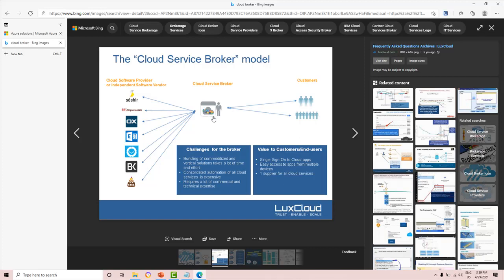The broker invests time and effort in building the application interface. It would take all the services and customize them according to the requirements of the customers. So through this interface provided by the broker, the customer can consume the services provided by these different service providers.